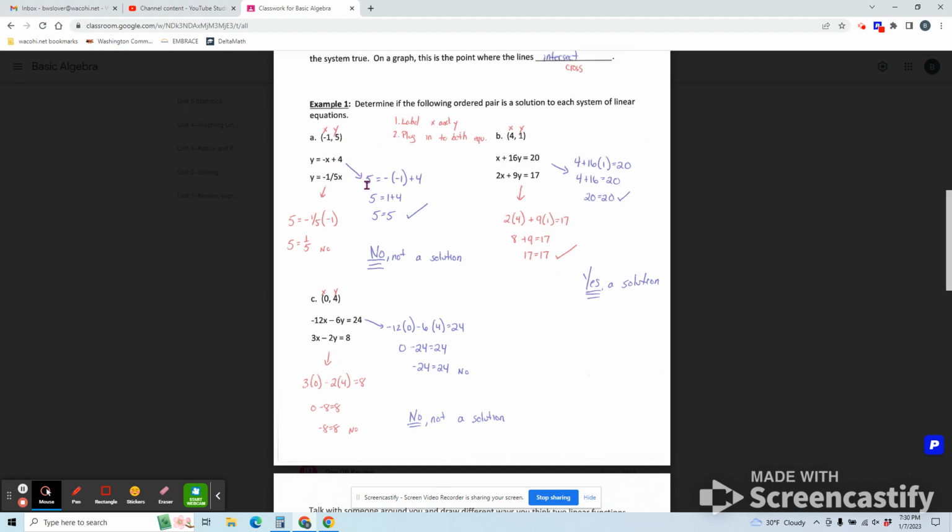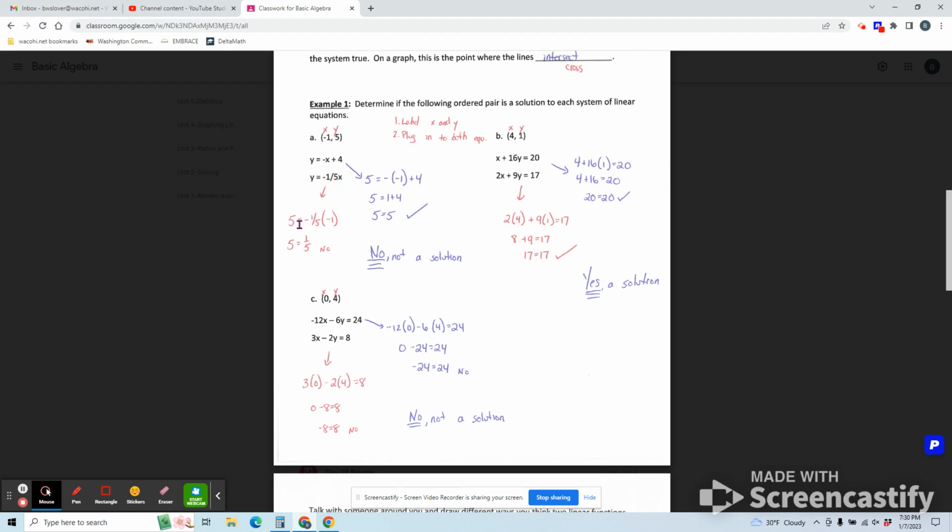So over here, I've got 5 equals negative because it says -x, so that negative is there. And then my x is -1 plus 4. Negative becomes a positive. 1 plus 4 is 5. So far, so good. But remember, to be a solution, it has to make all equations, or in this case, both equations, true. So I plug in the same x and y value, but now I plug it into the bottom equation, and I did this one in red.